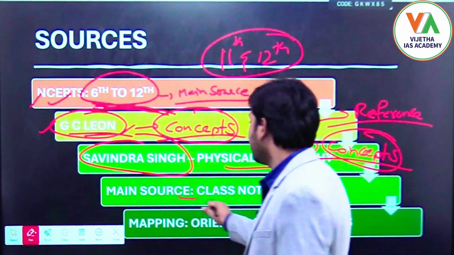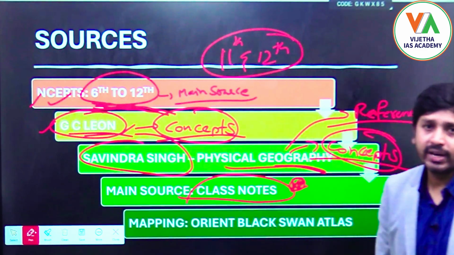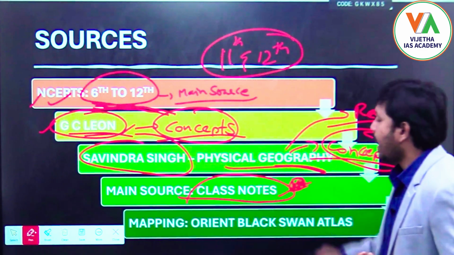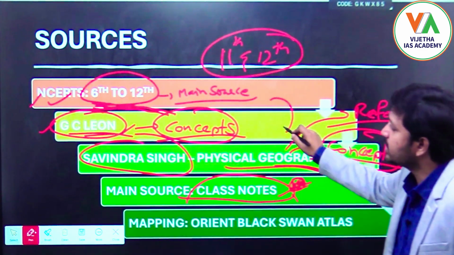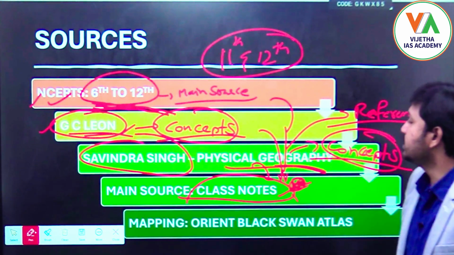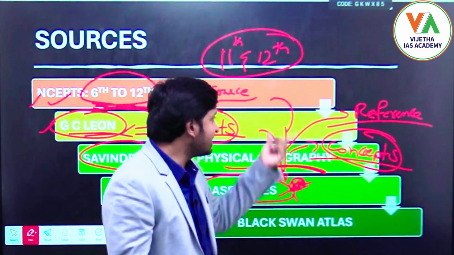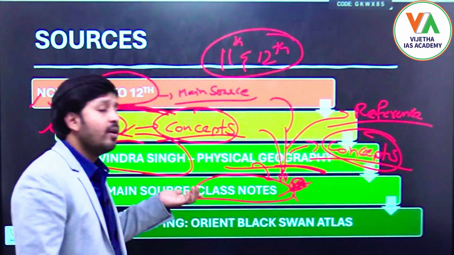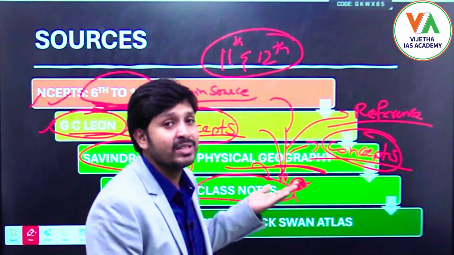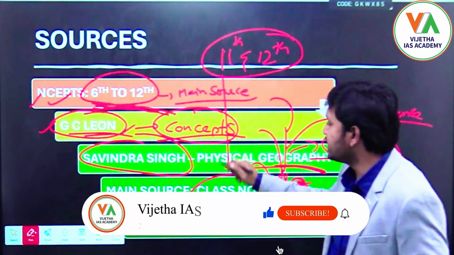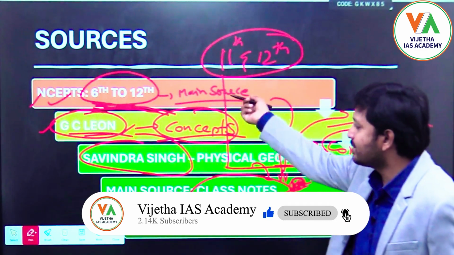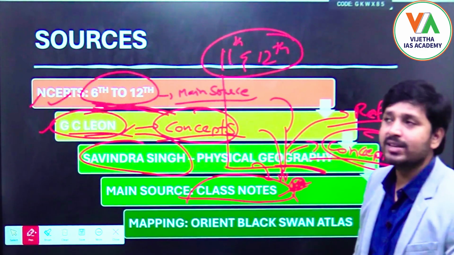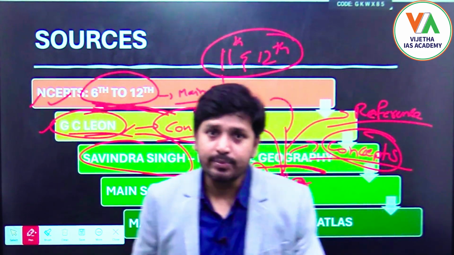Apart from that, class notes should be the main source for our geography, because in class we will discuss each and every topic and we will dictate each and every topic, so that it will be used as your main source. And for this main source, you can add on from these NCERTs, from GC Leong, and also from Physical Geography by Savindra Singh. So you can add on from these 3 sources to your class notes, so that you get a good compilation of all the topics in a single book. It will be easy for you to revise before your prelims and also before mains. No need to revise all these things before the exam. So please compile from these 3 sources into your class notes, so that you will have a single copy of entire geography in your hand, which will be very, very helpful for you.